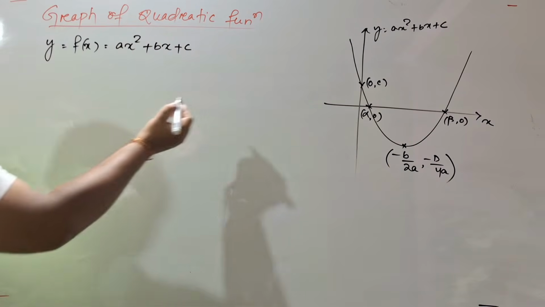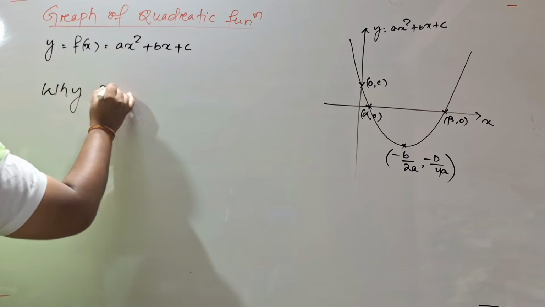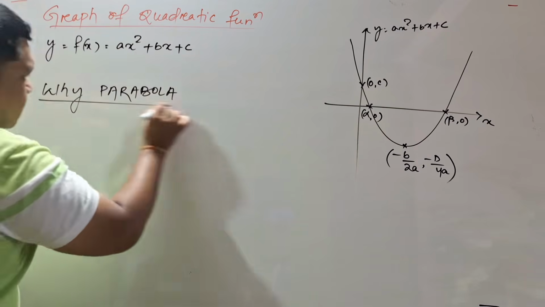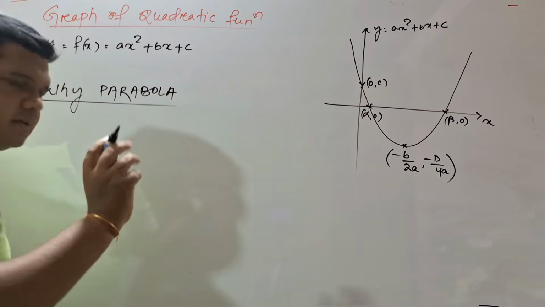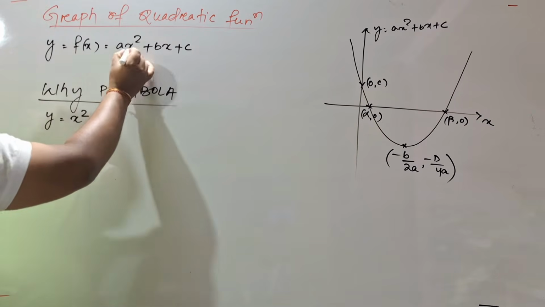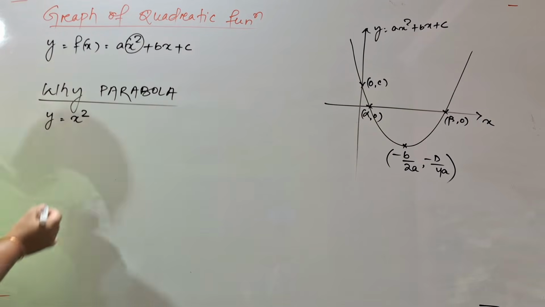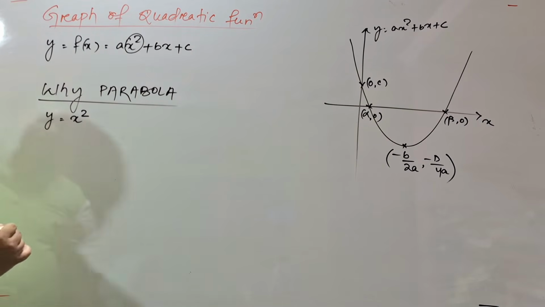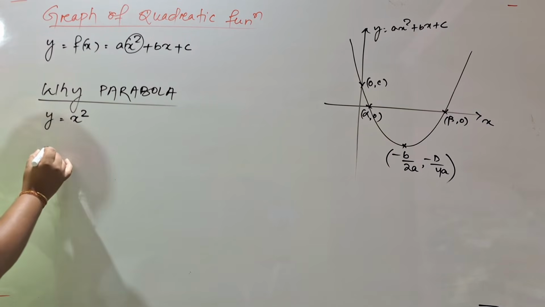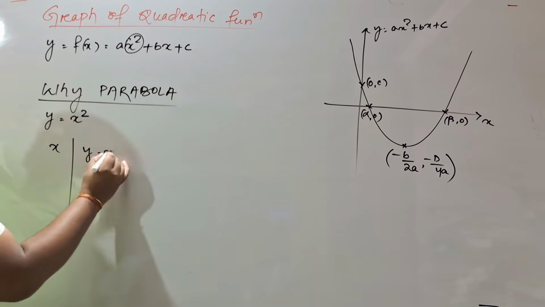Now, why parabola? Why is the structure a parabola? To explain this one, I am giving a simple function, y is equal to x square. Because here in the quadratic expression, this is x square, degree is 2. So if I consider y equal to x square, and I am going to plot the graph, I just keep on putting some values of x, and for that I will get y. y is equal to x square.